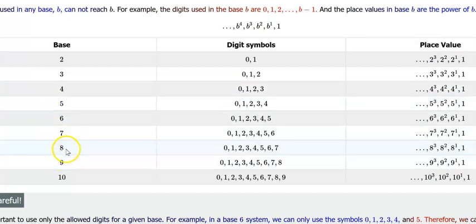So if you look at base 8 here, we use only up to 7: 0, 1, 2, 3, 4, 5, 6, 7, but 8 is not a base 8 number. Okay, that's what you need to know first.